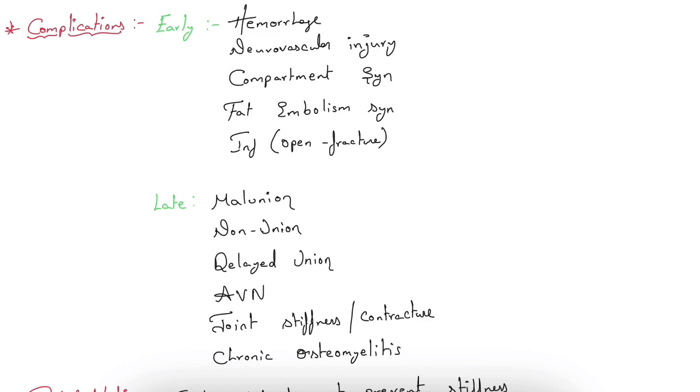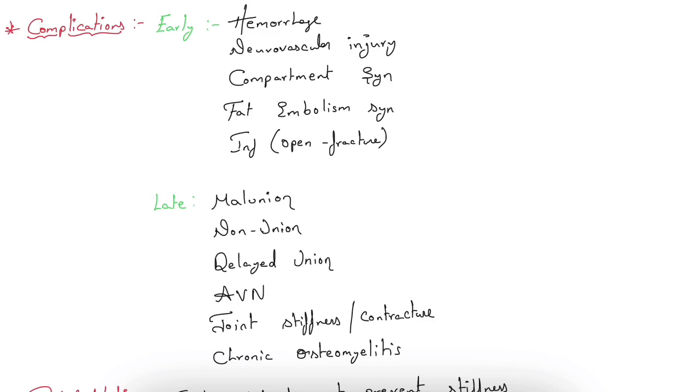Compartment syndrome: when hemorrhage is happening, blood decreases, so we can see decreased perfusion. Because of decreased blood perfusion, you can see edema and hemorrhage. That edema and hemorrhage can press on the fascia, and the compartments can have increased pressure, and those parts will get ischemia, and ischemia can cause necrosis.